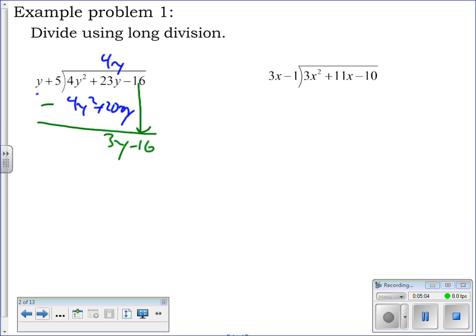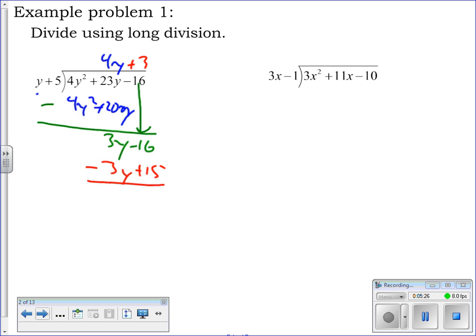How many times does y go into 3y? What times y gives me 3y? 3. So I have plus 3. 3 times y gives me 3y. 3 times 5 gives me 15. And then what do I do? I subtract.